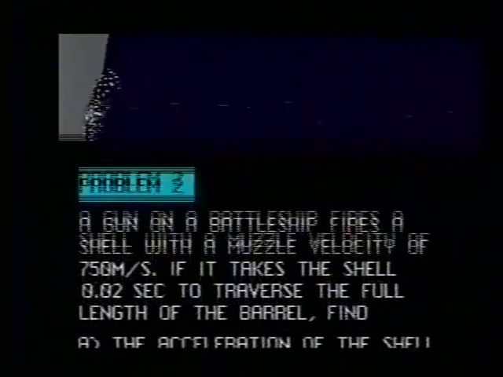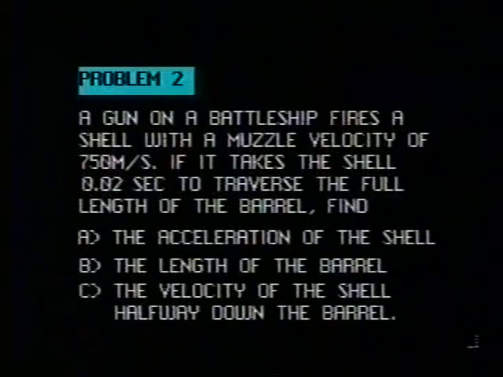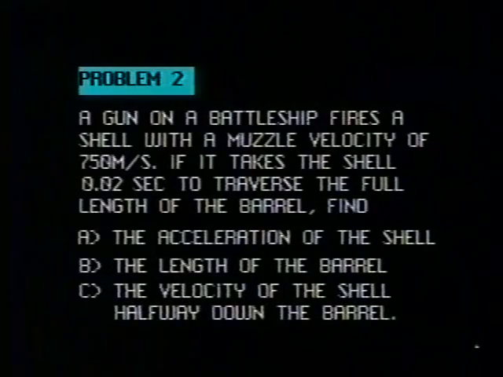It reads, a gun on a battleship fires a shell with a muzzle velocity of 750 meters per second. If it takes the shell 0.02 seconds to traverse the full length of the barrel, find A, the acceleration of the shell, B, the length of the barrel, and C, the velocity of the shell halfway down the barrel.